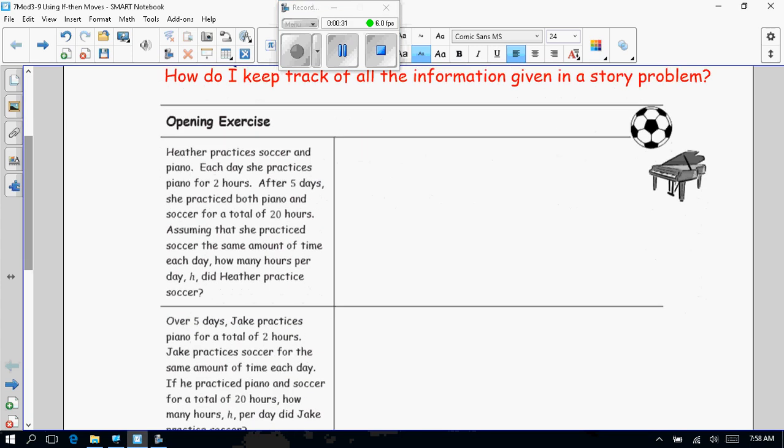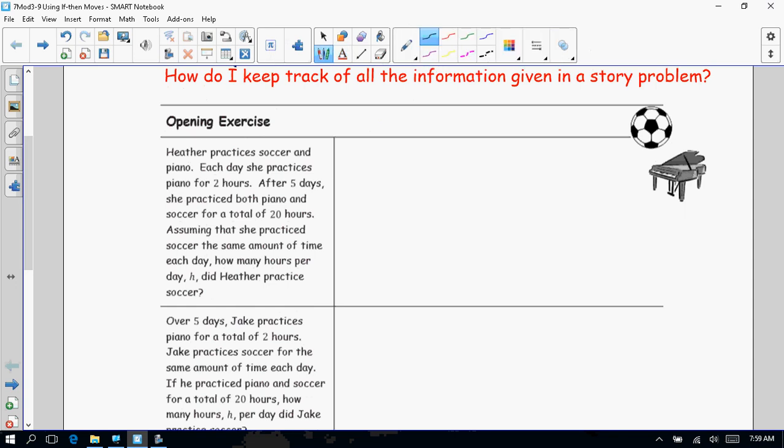Heather practices soccer and piano. All right, so let's keep track of that. She is doing both of these. Each day she practices piano for 2 hours. We automatically know that. That is a given, 2 hours each day. After 5 days, she practiced both piano and soccer for a total of 20 hours, right? So she has a total of 20 hours. Assuming that you practice soccer the same amount of time each day, right? Practice was the same number of hours or minutes every day. How many hours per day, H, did Heather practice soccer?